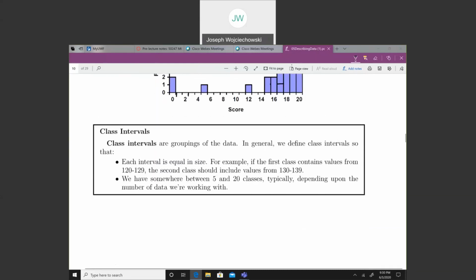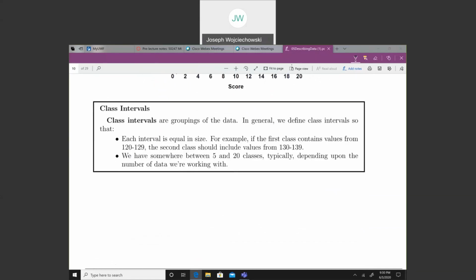So now we're working with histograms. Another thing to consider is a class interval. Class intervals are groupings of data in general. We define class intervals so that each interval is equal in size. For example, if the first class contains values from 120 to 129, the second class would include values from 130 to 139.